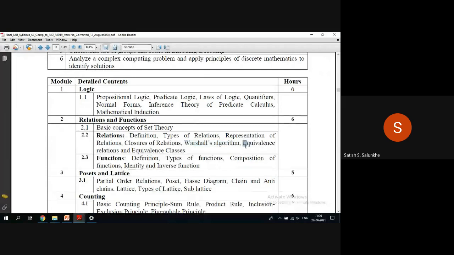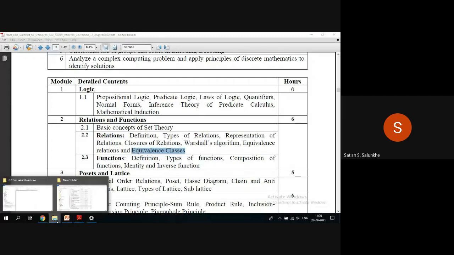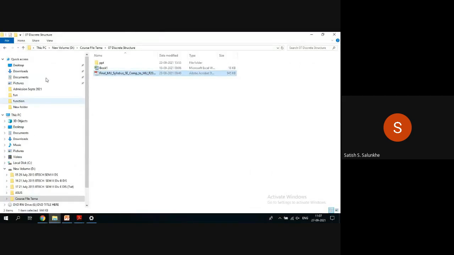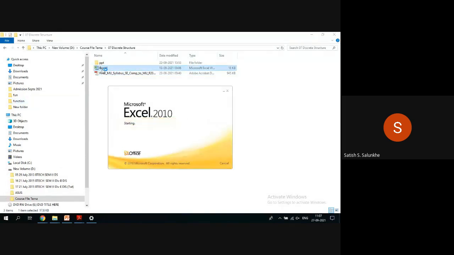Then at the end, we have seen what is equivalence relation. It is a relation which satisfies the reflexive, symmetric, and transitive properties. And once we get the equivalence relation, from that we are able to get the equivalence classes. So we have already completed this discussion in the previous session.